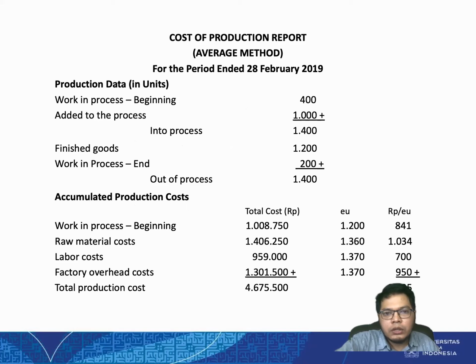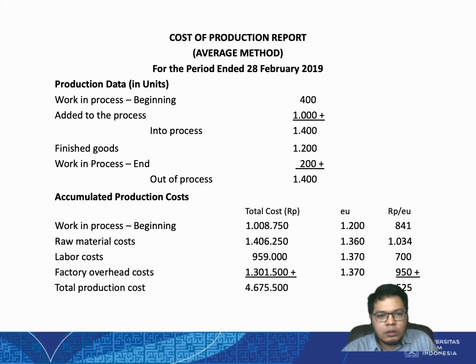Okay, now see this cost of production report. Work in process beginning from previous period is 400, added to the process is 1,000. So inside the process is 1,400. Finished goods is only 1,200, so there are still 200 in work in process for the second period. Out of process is 1,400. Okay, so it's similar, into and out. We always need the total in and out to be similar.